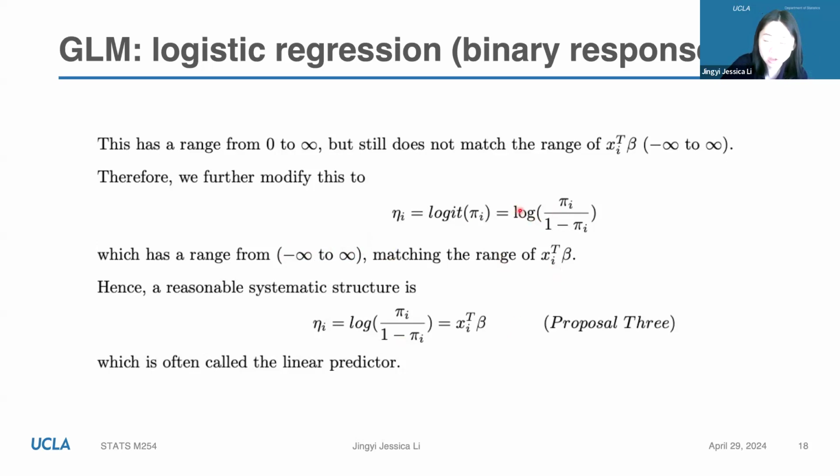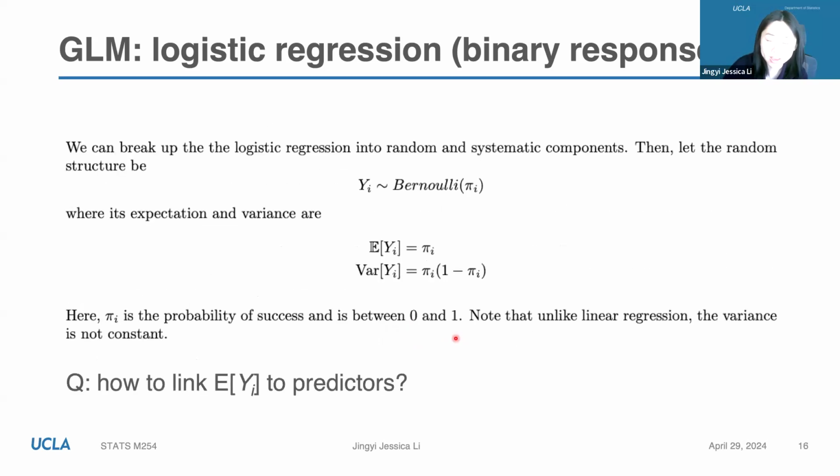This log odds ratio is given a name: the logit function. The logit function, logit pi i, is defined as log of pi i over 1 minus pi i. Then the systematic structure for logistic regression is logit pi i equals xi transpose beta. And again, there's no randomness involved in the systematic structure. Everything is fixed. The randomness of yi in logistic regression comes from the Bernoulli.